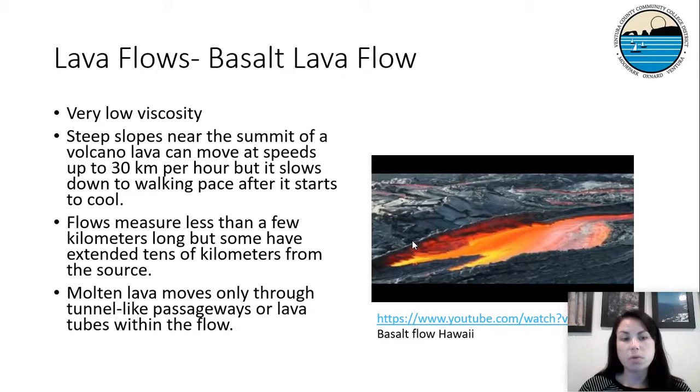Molten lava moves only through tunnel-like passageways or lava tubes within the flow. So if you haven't had a chance to see a basalt flow, here's a really interesting video. And this is kind of like watching a campfire. Like, you just can't look away. So just a word of caution, if you start watching some of these YouTube videos, you can really go down a rabbit hole and watch a lot of basalt flows. So let's check this one out.